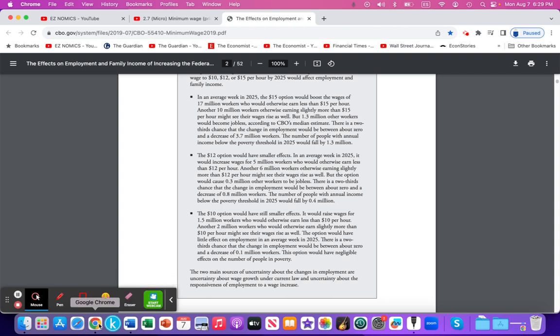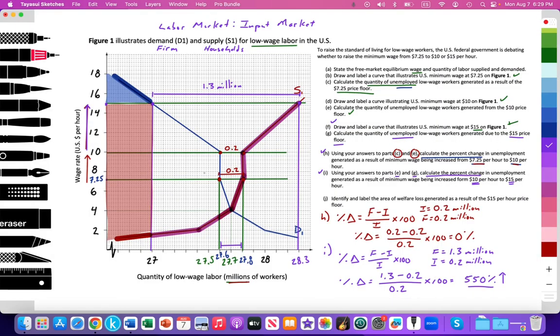So that's the idea behind this model here, showing that we're going from $7.25 per hour to $10 with no real impact on creating more unemployment. But then we see a dramatic increase in unemployment being created when we go up to the $15 option. In this case, a 550% increase in unemployment. Okay. Now let's tackle the last question.